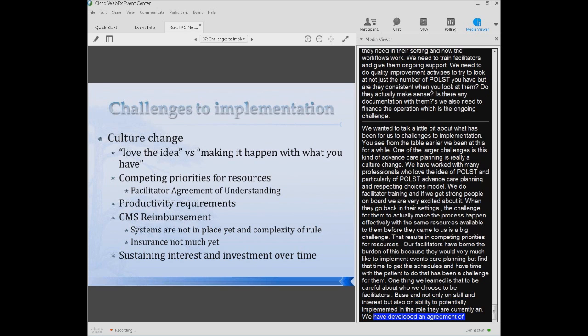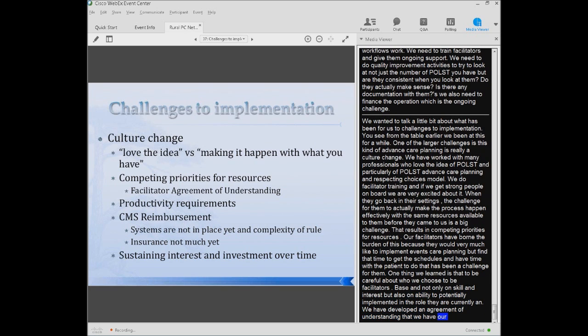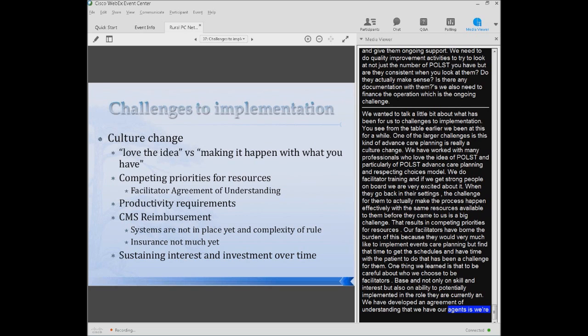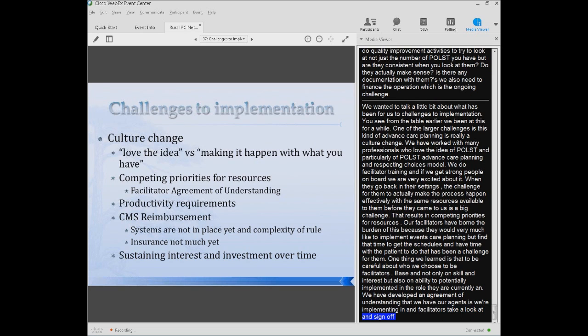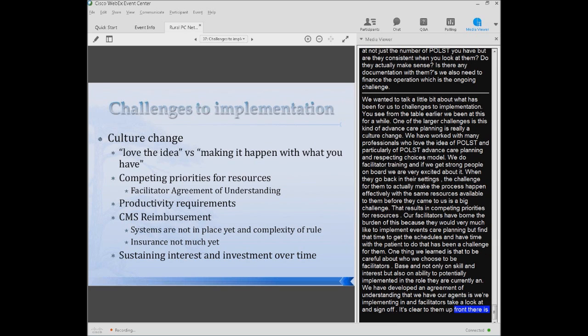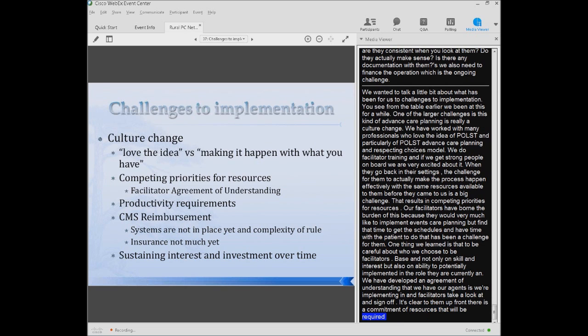And we have developed an agreement of understanding that we have our agencies that we're implementing in, and also the facilitators take a look at and kind of sign off on, so it's really clear to them up front that there is a commitment of resources that will be required to implement. Productivity requirements are clearly a challenge.